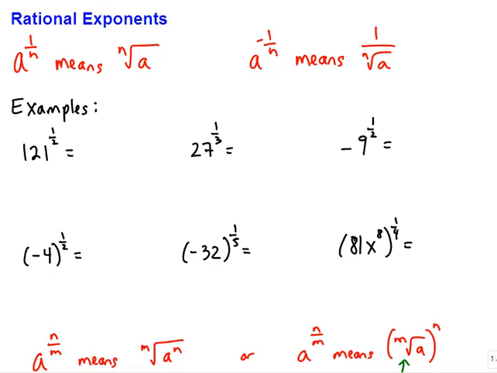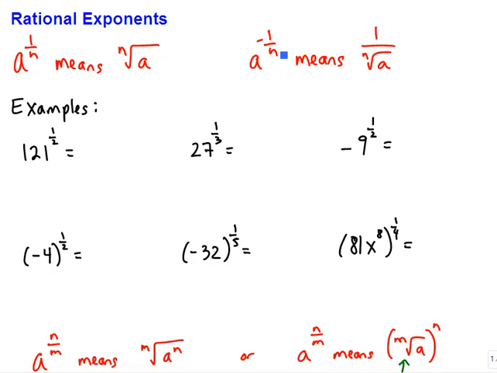Welcome to the lecture on rational exponents. A rational exponent is an exponent that has a fraction in it. And what we're going to define fractional exponents to be are radicals. So we're going to define a to the 1 over n to mean the nth root of a, the type of radical that we're taking.